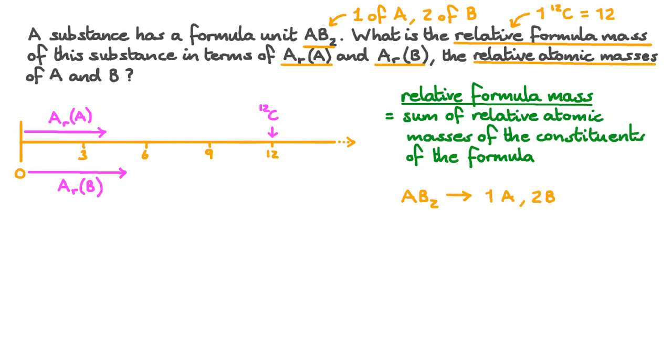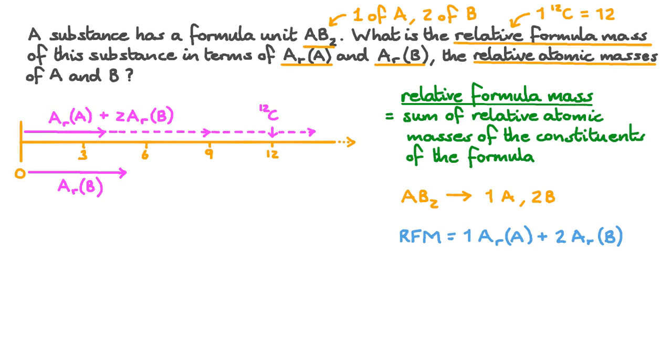With the formula AB2, we have 1 of A and 2 of B. Therefore, our relative formula mass, or RFM, is equal to 1 of the relative atomic mass of A plus 2 of the relative atomic mass of B. We can imagine that on our diagram, where we're getting gradually heavier as we move to the right. We have 1 of the relative atomic mass of A and 2 of the relative atomic mass of B. Since we're multiplying the relative atomic mass of A by 1, we can just remove the 1 and simplify our answer: the relative formula mass is equal to the relative atomic mass of A plus 2 times the relative atomic mass of B.